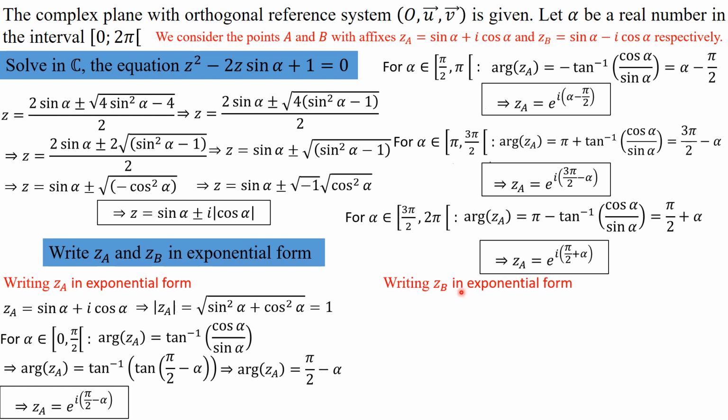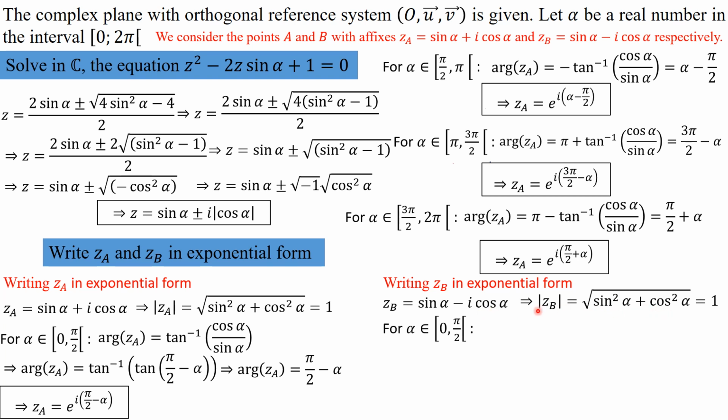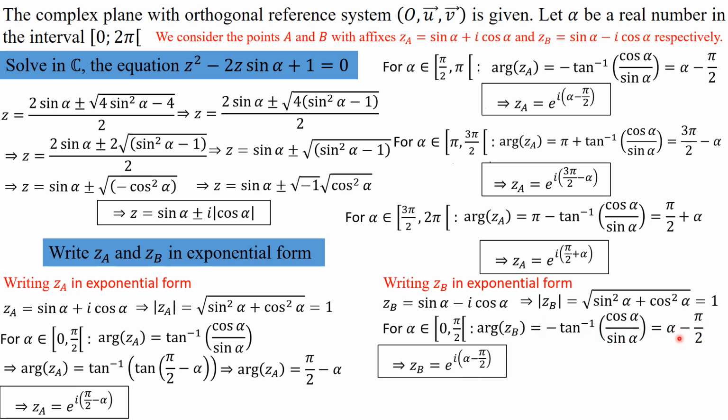So that's it. Now writing b in the exponential form, the same story. If z of b is sine alpha minus i cos alpha, the modulus is the same thing, which is 1. Now if alpha is in the interval 0 to pi on 2, both cos alpha and sine alpha are positive. So this complex number is going to fall in the fourth quadrant, because since cos is positive, negative of it will be negative. So x is positive and y is negative, so in the fourth quadrant. In the fourth quadrant, the argument is just negative tan inverse of cos alpha divided by sin alpha, which is alpha minus pi on 2. So zb is equal to e raised to the power i alpha minus pi on 2.